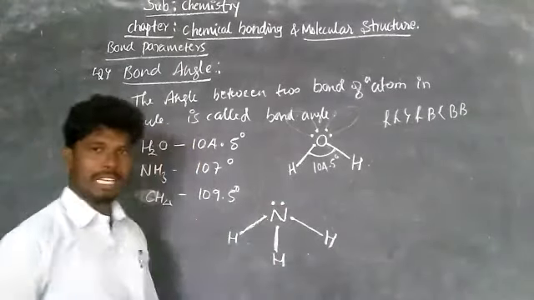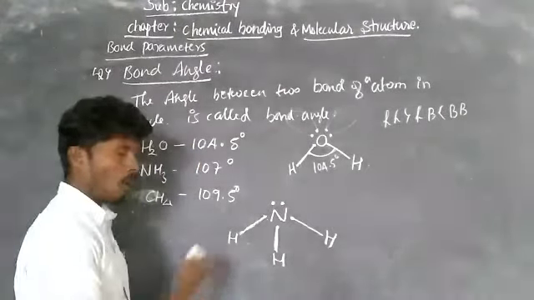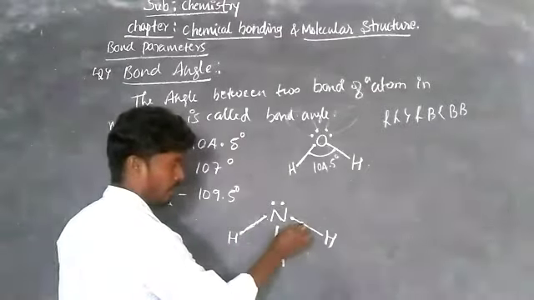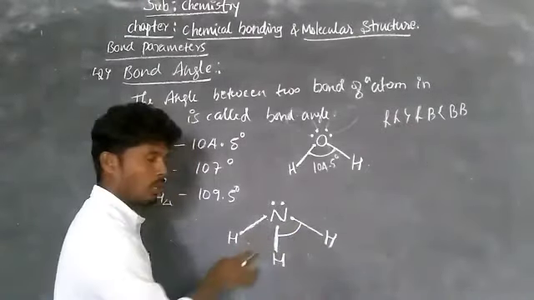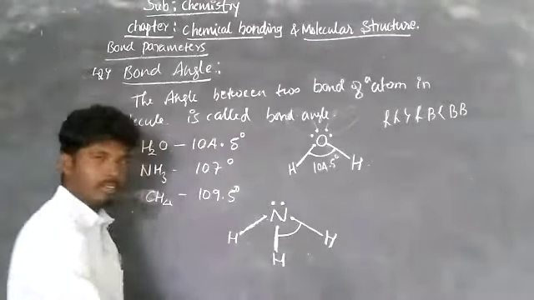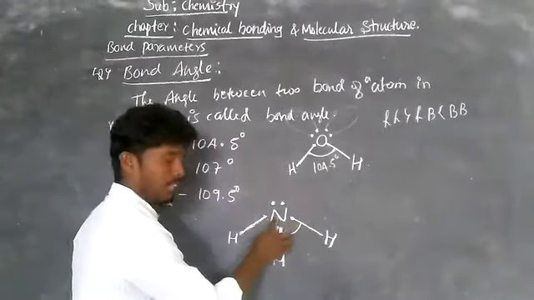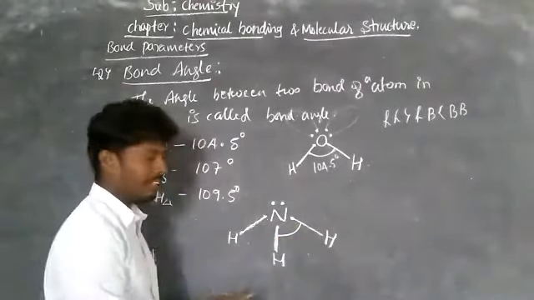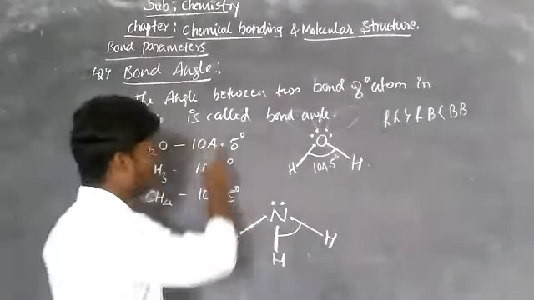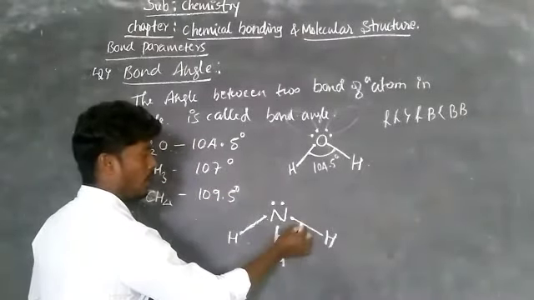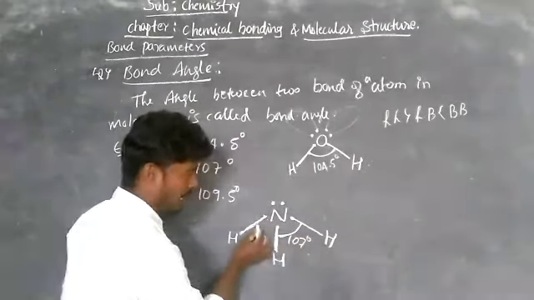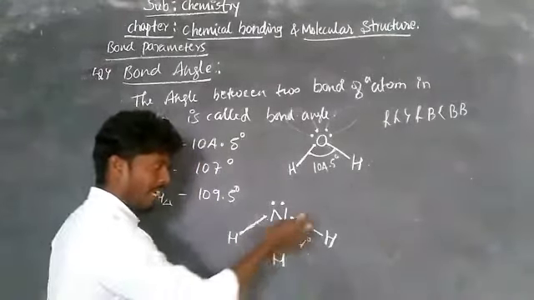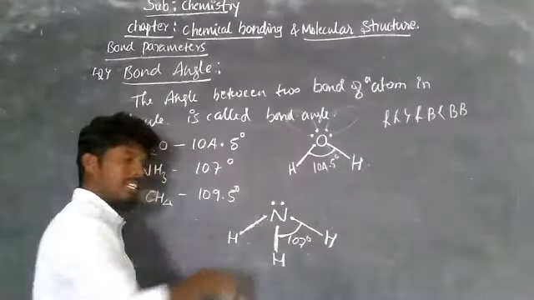So this is the structure of ammonia. Here the bond angle, from one hydrogen to another hydrogen of ammonia, with nitrogen in the middle, is called the bond angle. Here the bond angle in ammonia is how much? 107 degrees.